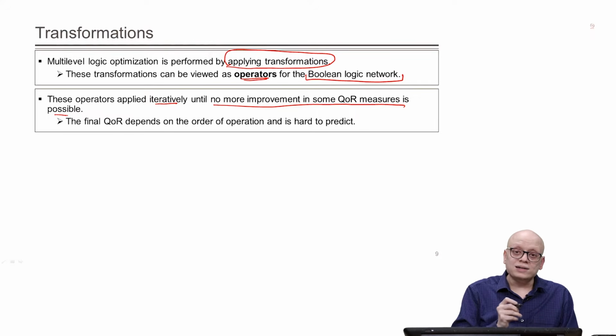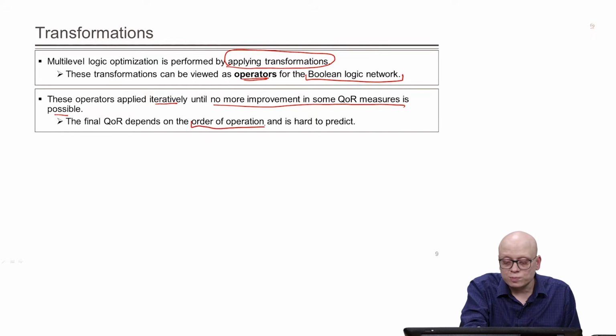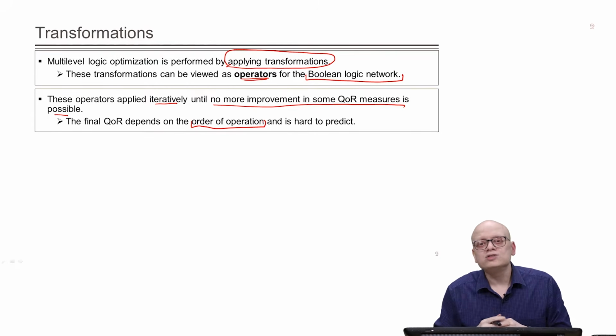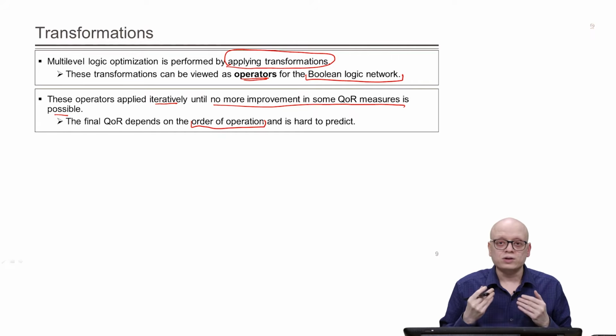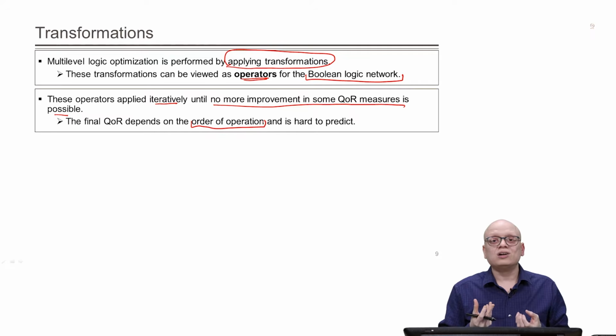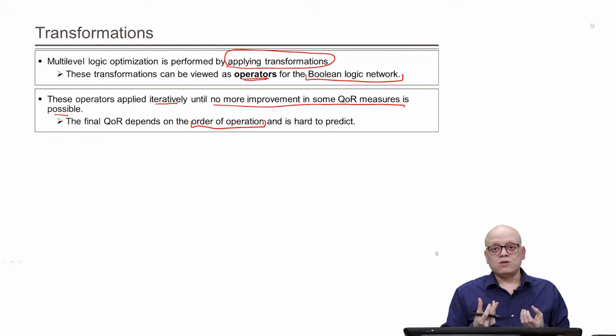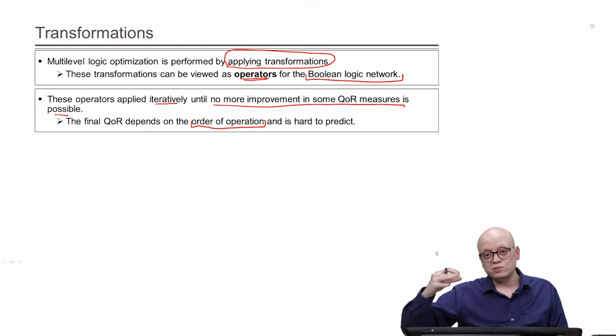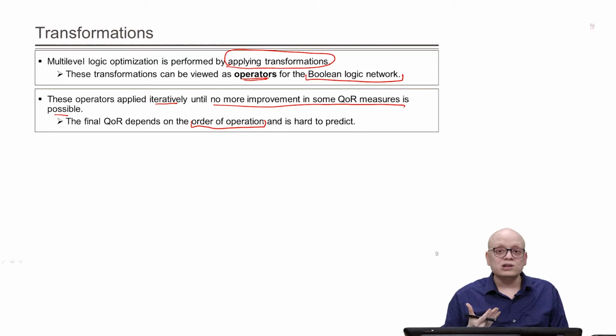The important thing here is that the final QoR depends on the order of operations of these operators. There are multiple operators, and the order in which we apply them determines the final QoR. What would be a good ordering of these operators for a given Boolean logic network is also difficult to predict. We cannot predict that if we apply these transformations in a particular order, we will get the best QoR. It is difficult to find a good order.